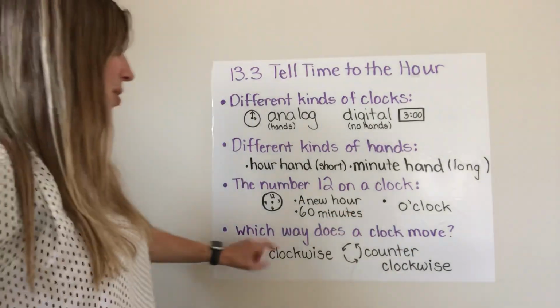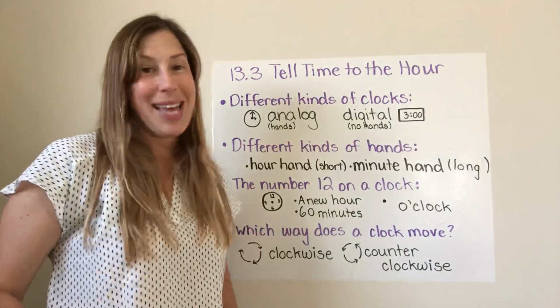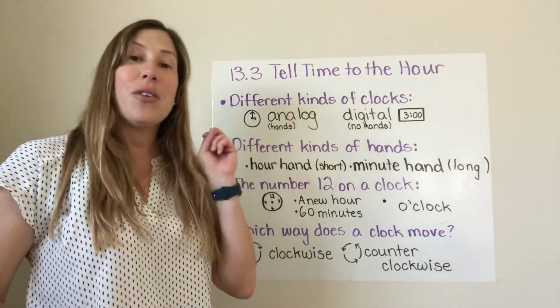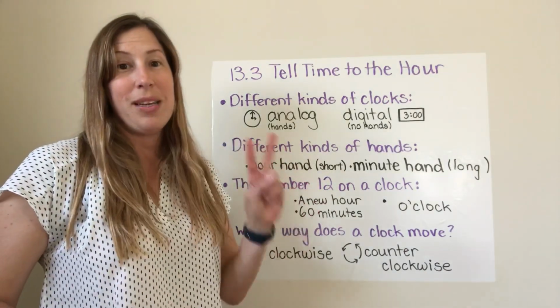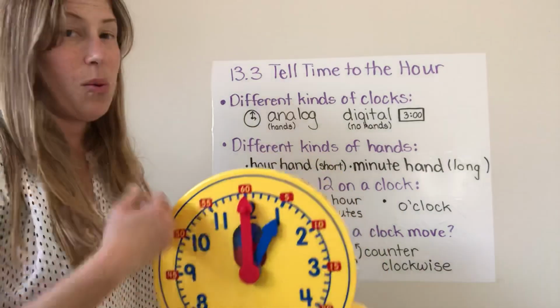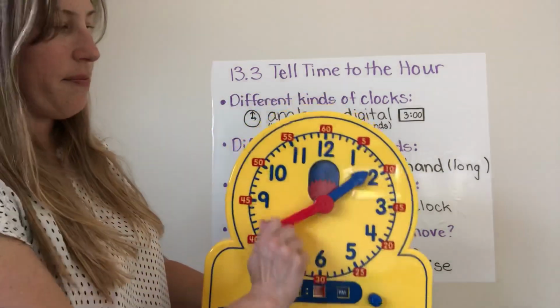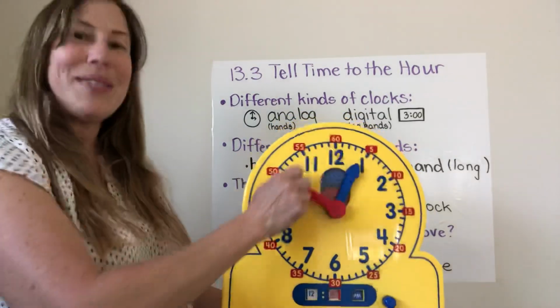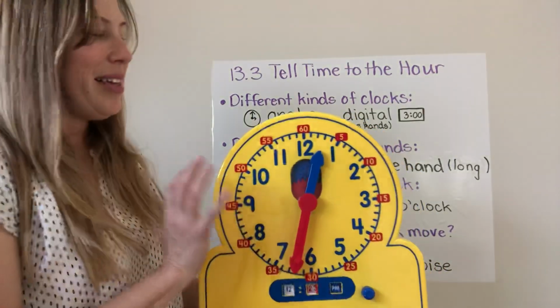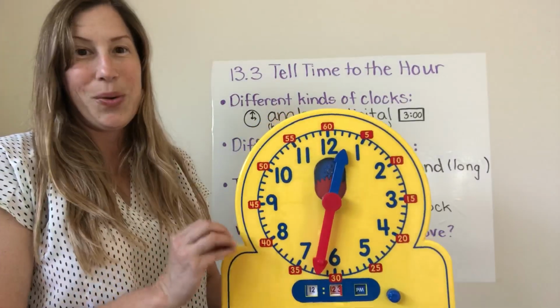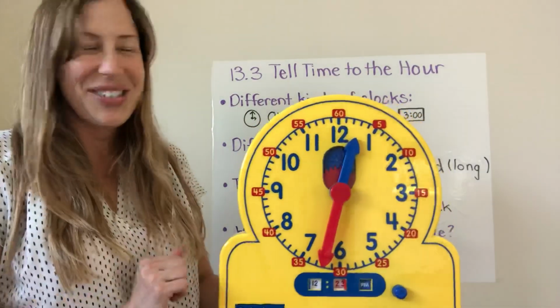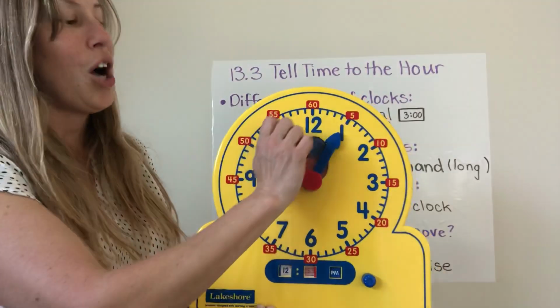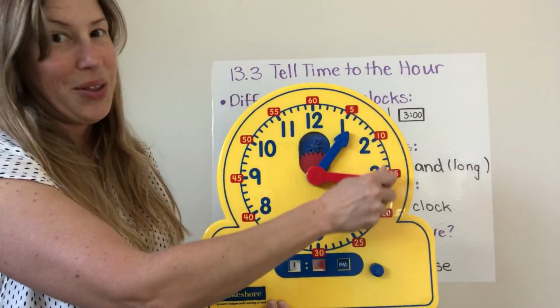Okay, now let's talk about which way an analog clock moves because there are two ways to describe movement with time, and that is clockwise, moving this way, or counterclockwise, meaning the opposite way or counter. Now, when a clock is running on its own with all its cogs and gears, it only moves clockwise, meaning it only goes to the right.